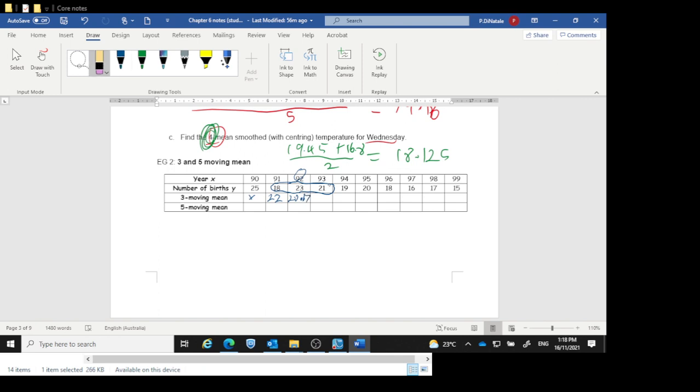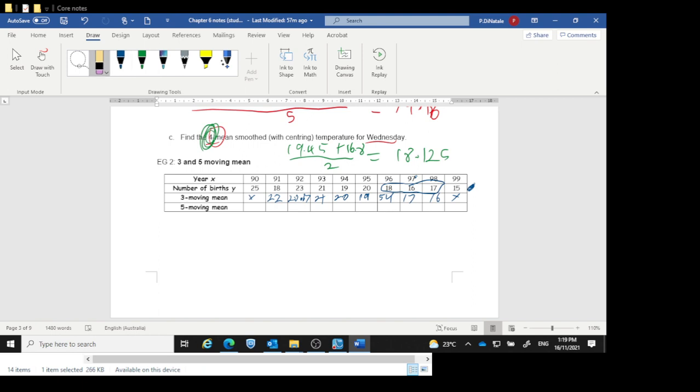And I'm going to continue to do that across the whole thing. It doesn't matter where I do it. So I'll just fill in a couple. This is 21, 20, 19, 54. I'll do this one on 97: 3 numbers, add them up, divide by 3 because I'm doing a 3 moving mean. That gives me 17 in there. There's nothing on this one because there's no number after it, so I can't do that one. And this one gives me 16.